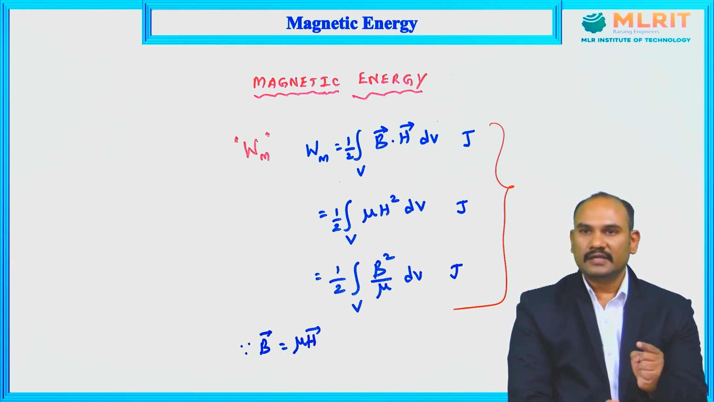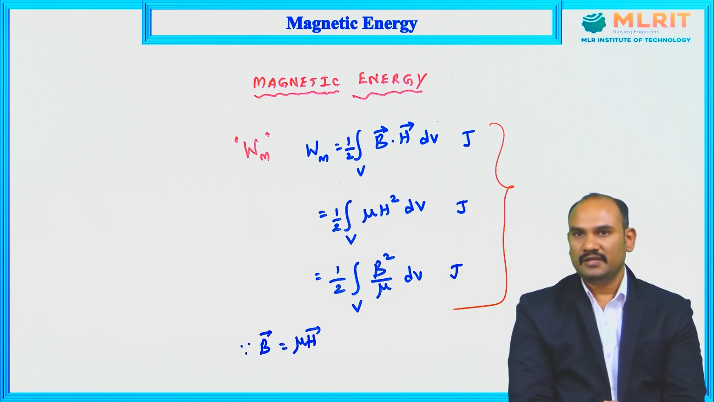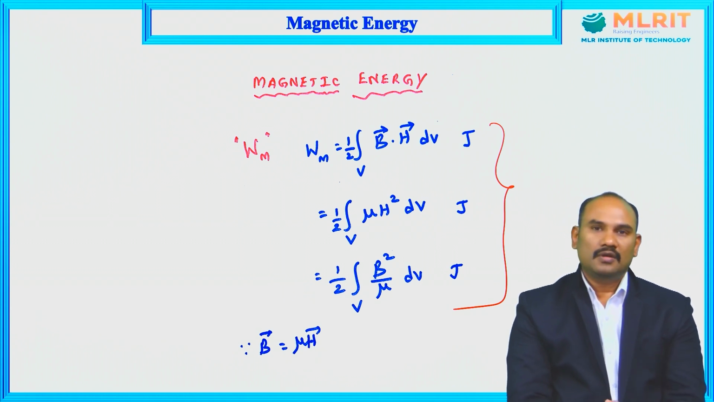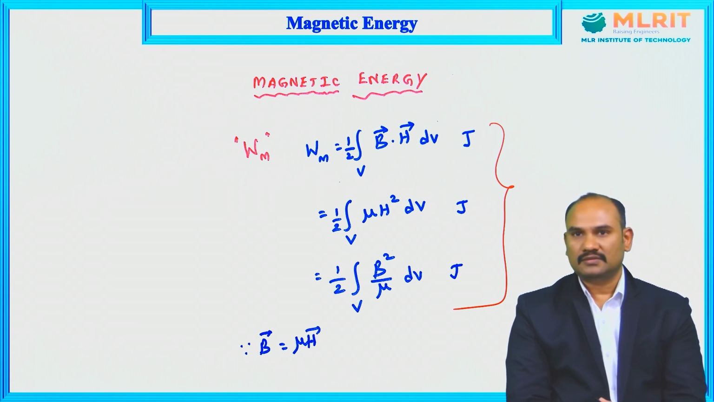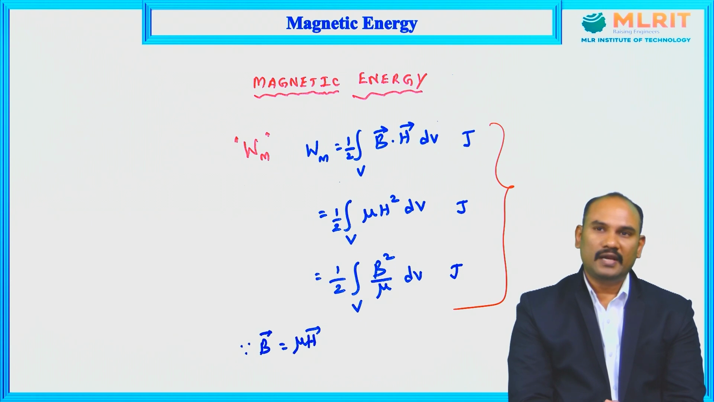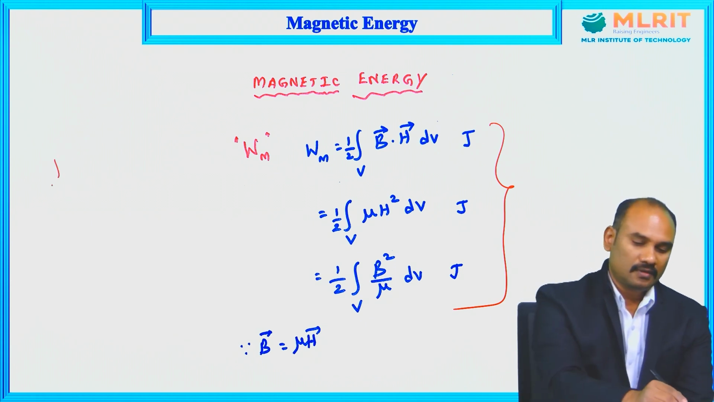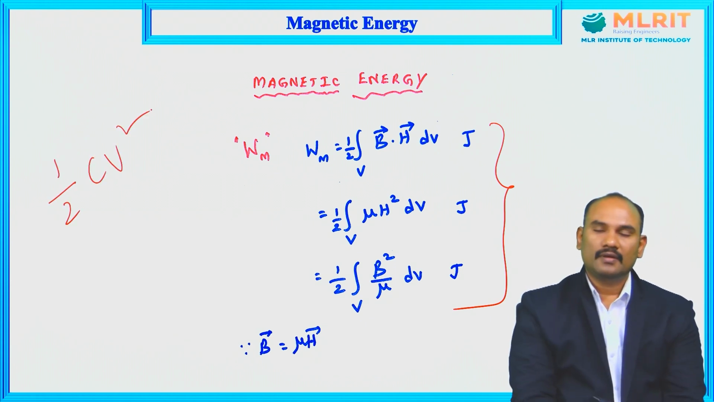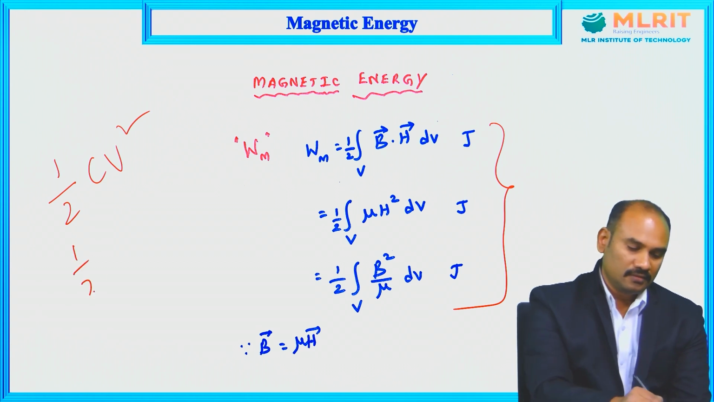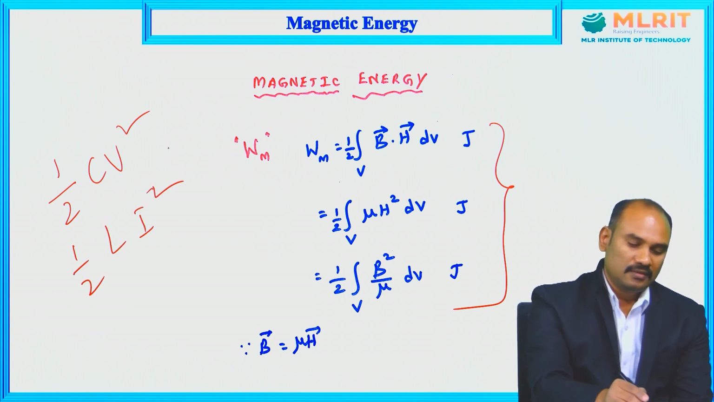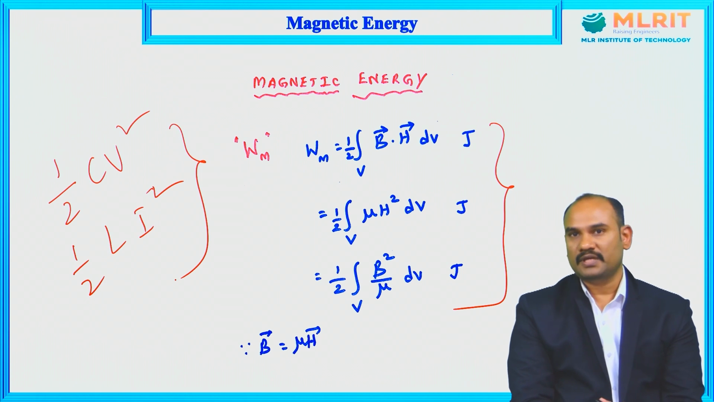But this electric energy and magnetic energy is not for the first time you are listening in your life, isn't it? You have already seen in your school days and college days about this electric energy and magnetic energy, because you have electricity and magnetism in your school days also. Now, we have also studied some circuit subjects before coming to this subject. Now, what is the formula for electric energy? Half CV square. What is the formula for magnetic energy? Half Li square. These were the formulas that you have been using in circuit subjects, networks.